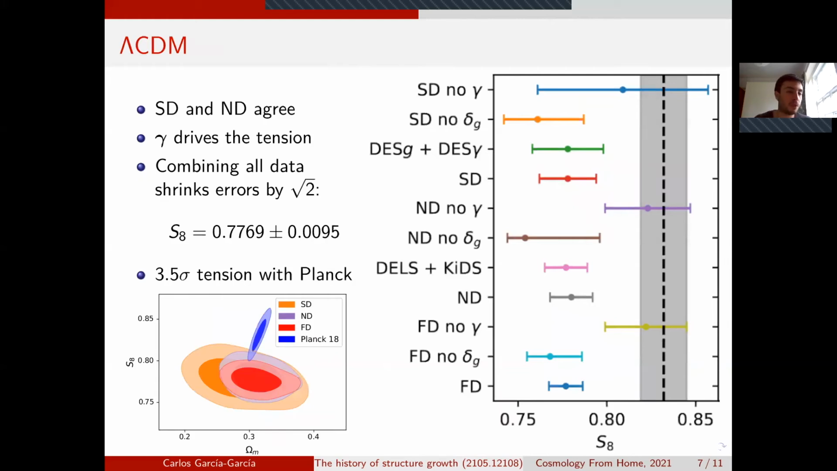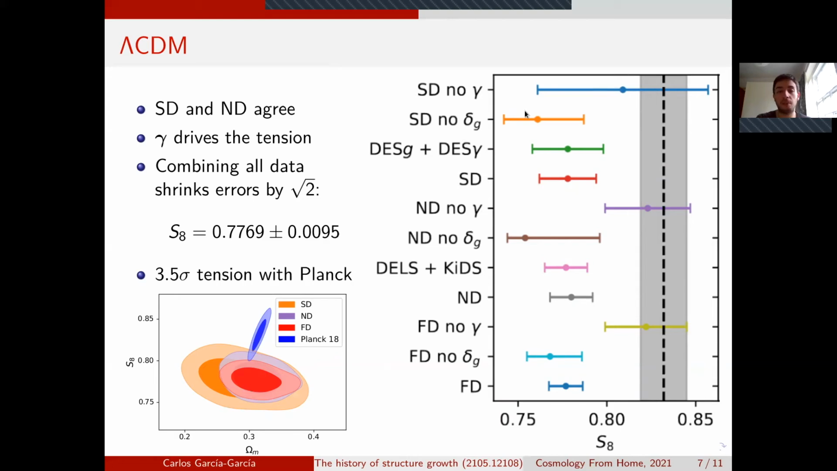So what do we find for lambda CDM? We find that the south dataset, the one that resembles more the DESY1 analysis, and the north dataset, the one more KiDS-like, agree. And you can see that both in the plot on the bottom and on the right.